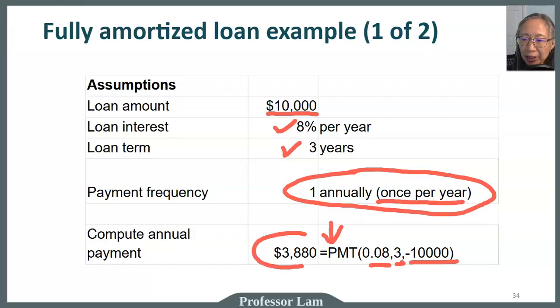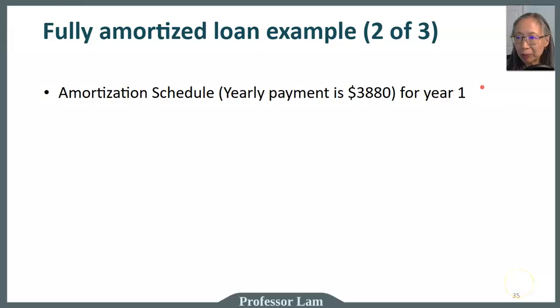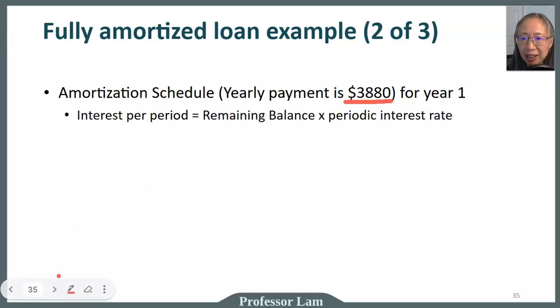So it's $3,880. That's how much we will pay per year. Next, let us take a look at how this payment is distributed between the interest portion and the principal portion for year 1. Remember that our yearly payment is $3,880. We computed that on the last slide. So we want to see how the $3,880 is distributed between interest and principal.